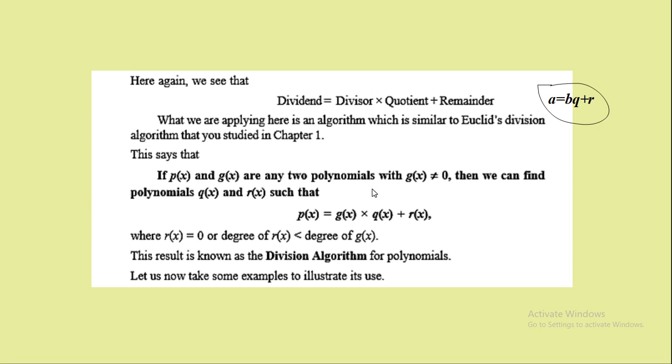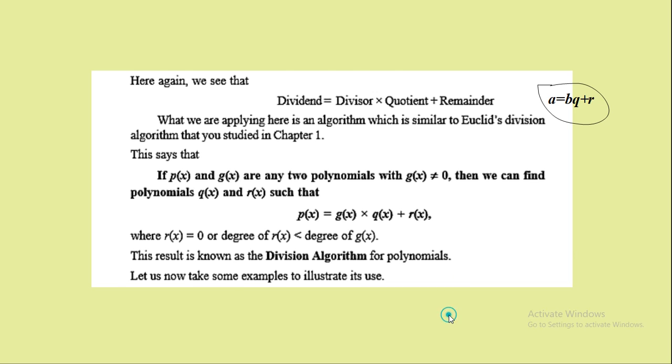When dividing two polynomials, this g of x must be not equal to 0. Here also the number b, the divisor, must be not equal to 0. And p of x will be equal to g of x into q of x plus r of x, where r of x can be equal to 0, or the degree of r of x will be less than the degree of the divisor g of x. That is the division algorithm for polynomials.